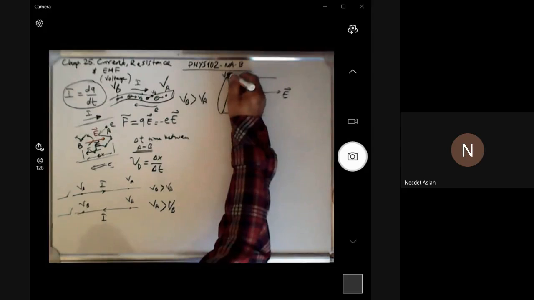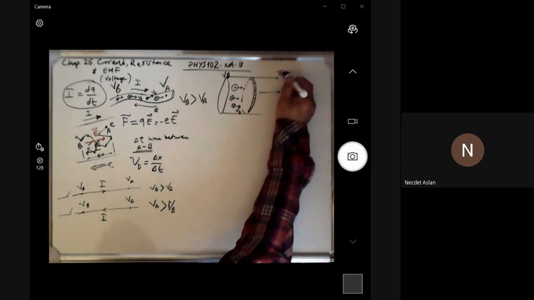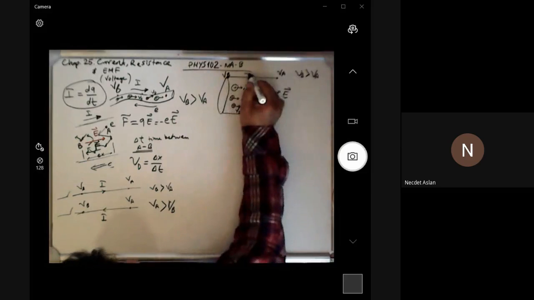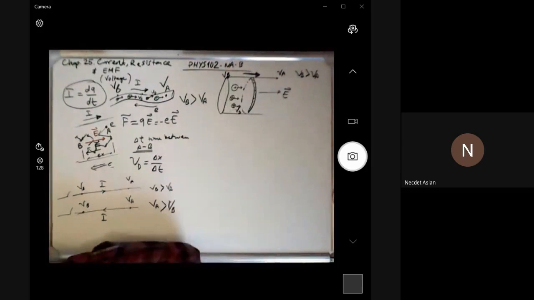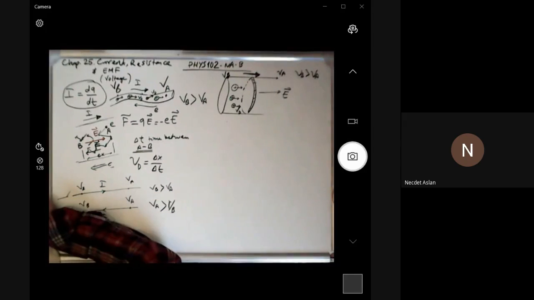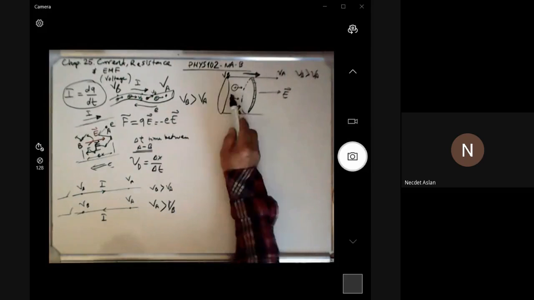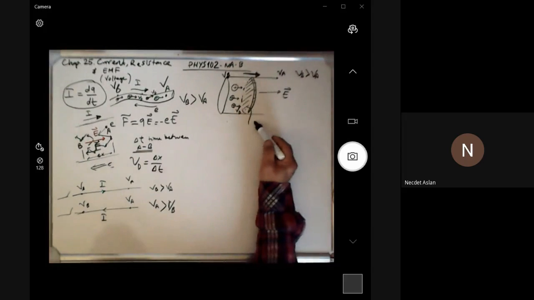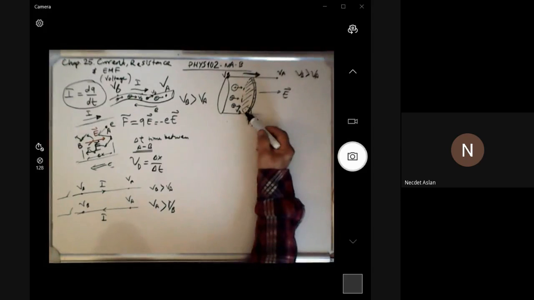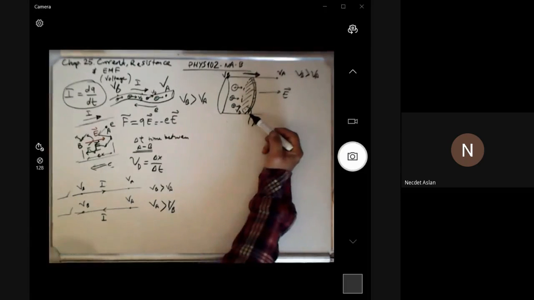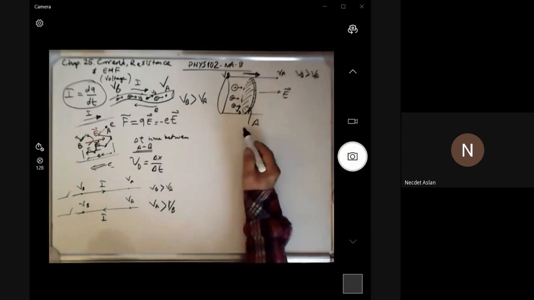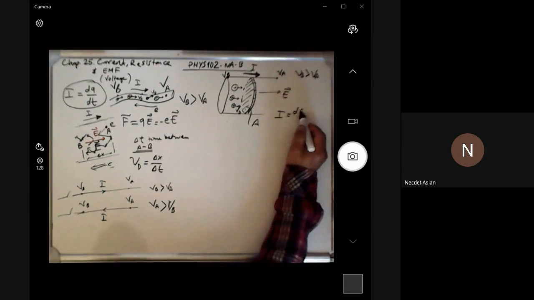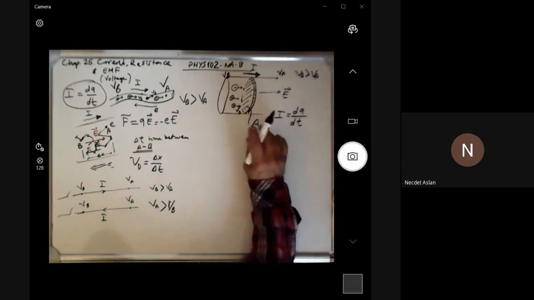This is VB, and VA, and VB is greater than VA. In this case, the current is in this direction, from left to right. So the positive charges look like they are moving from left to right, passing through this cross section. The area of this is A, and the current is given as dq over dt. Let's write all these expressions on the side.